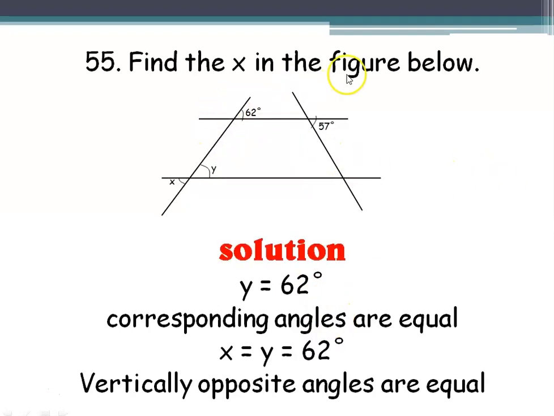Question 55 says we should find X in the figure below. You have 62, you have 57, you have X. Okay, I have to improvise this Y because I actually need it to explain. This Y was originally not in the question. Now this angle Y and this 62, they are corresponding angles. So Y is equal to 62 because corresponding angles are equal. And then if you look at X and Y, they are vertically opposite angles. So if Y is 62, that means X is also 62 because vertically opposite angles are equal. So my X is 62 degrees. Is that taken? Very good.